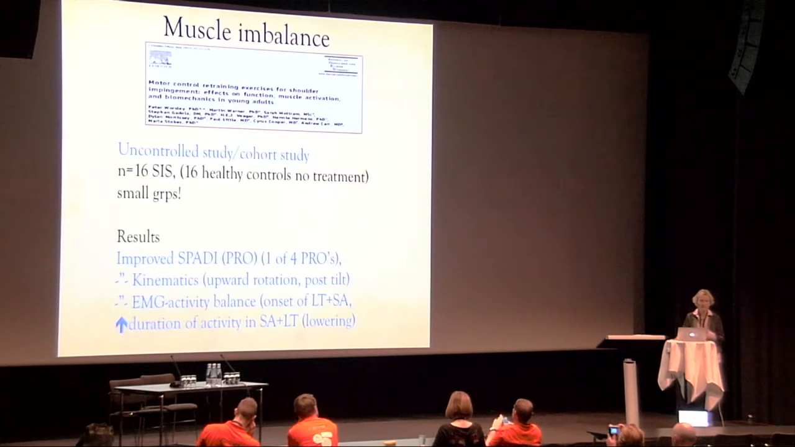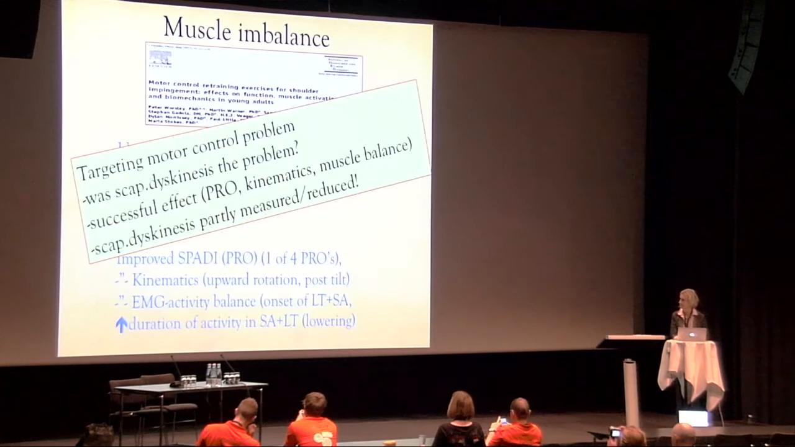So this is a study, an uncontrolled study, unfortunately, targeting motor control retraining. They included CIS, a mixed population, as you can see, and they actually got some results both on kinematics and EMG activity, and also self-reported outcome. It targeted motor control. Some of the problem was actually scapular dyskinesis, or you can say they got a successful effect on scapular dyskinesis.